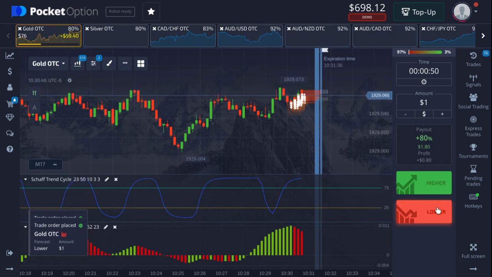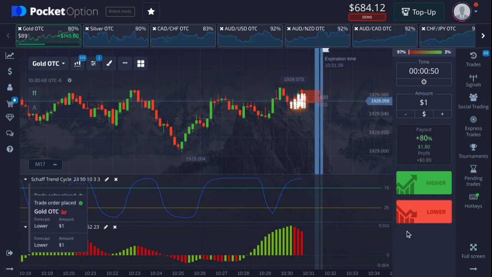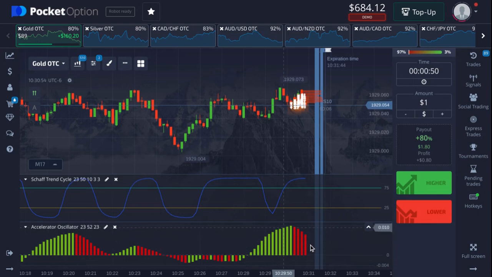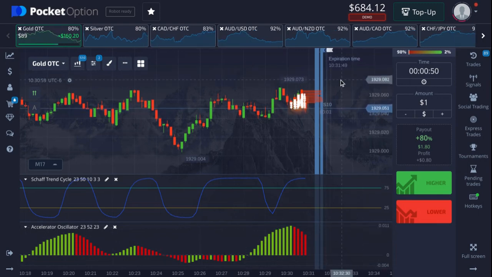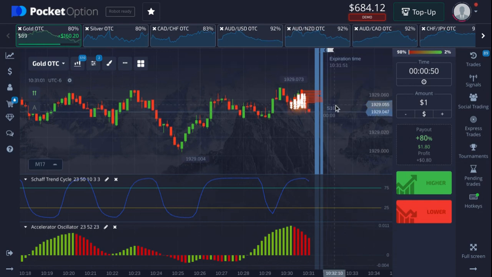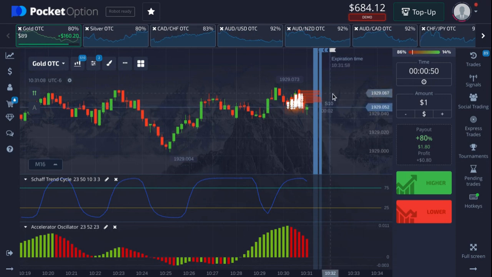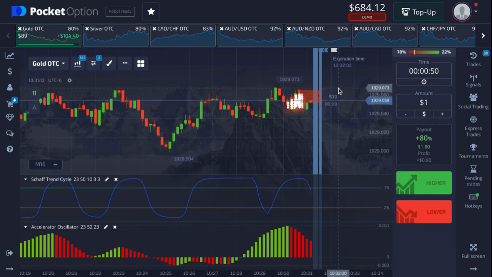We're going to try to win some of this back here, based mainly on the accelerator, because we're seeing this movement here, and if it follows through on the 50-second, 10-second candles, we can make some of this back. But 50 seconds is a long time, so I usually only go 30 seconds on this type of thing.